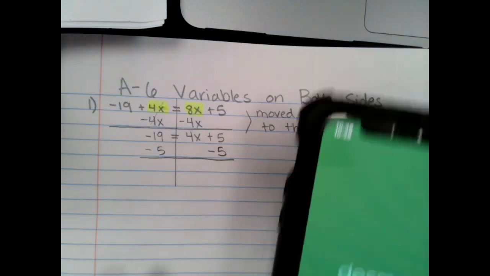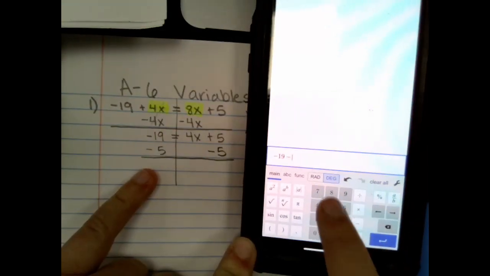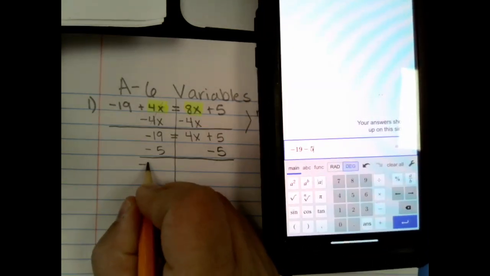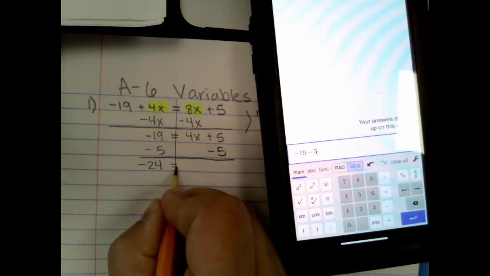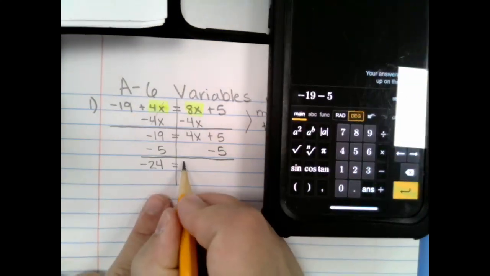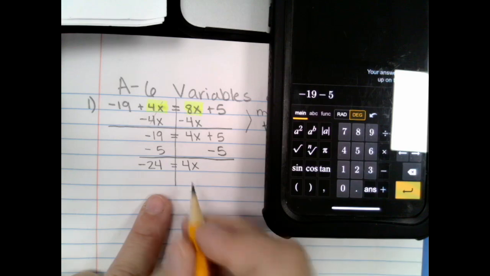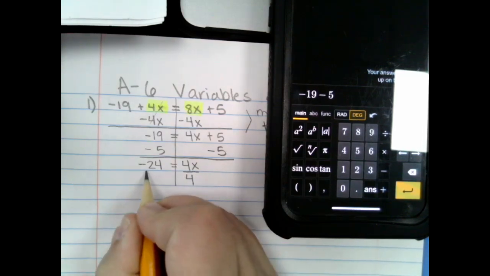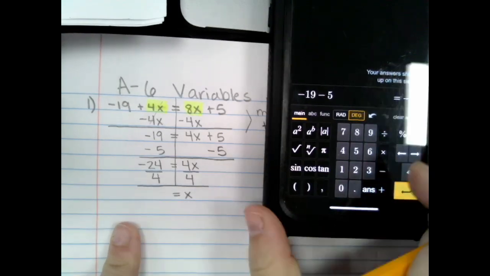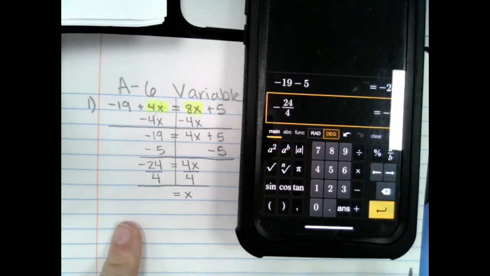All right, negative 19 minus 5. Negative 24, yeah. When they're both minus, we can think of them as both negatives, and we add. So negative 24 equals, what do we have left on the other side? 4x. Divide by 4. Negative 24 divided by a positive 4, negative 6.